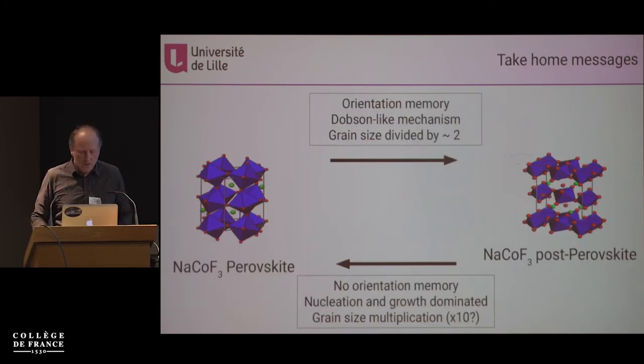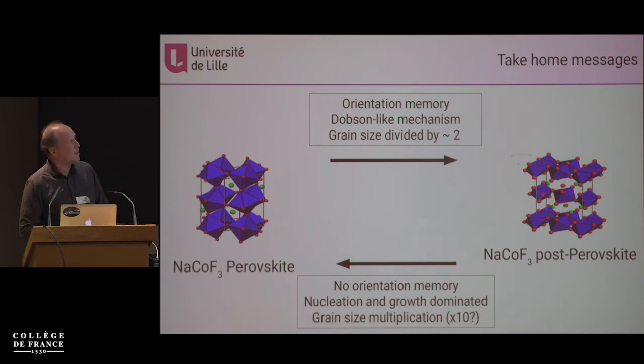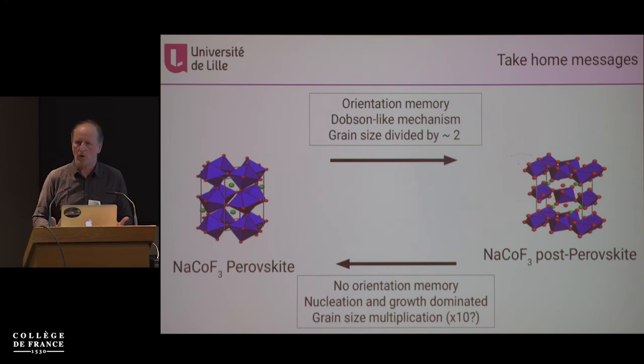So the take-home message, based on those experiments, is that when you go from perovskite to post-perovskite, you have an orientation memory. A Dobson-like mechanism works. It's consistent with our data. Division of grain size by 2, because you have 2 possibilities of going from bridgmanite to post-perovskite due to symmetry. And as you revert, actually, it's not the same mechanism. There is no orientation memory. It's more a nucleation and growth mechanism, and the grain size goes up by a significant factor. I put 10 here, but it's hard to evaluate. It goes up by a lot.